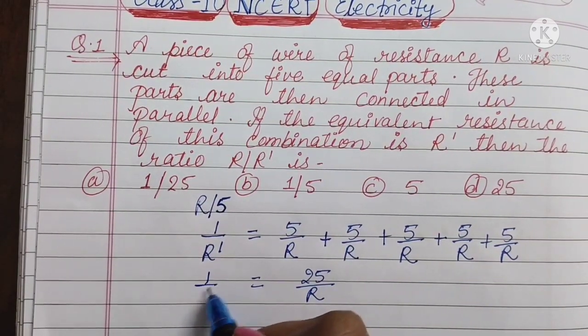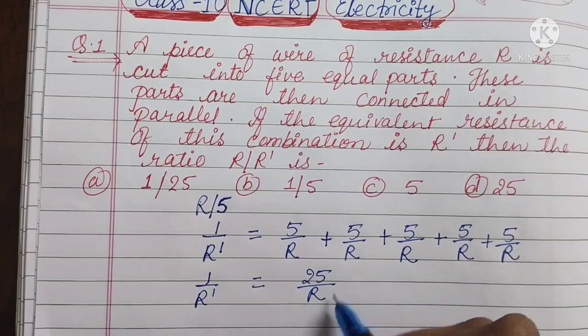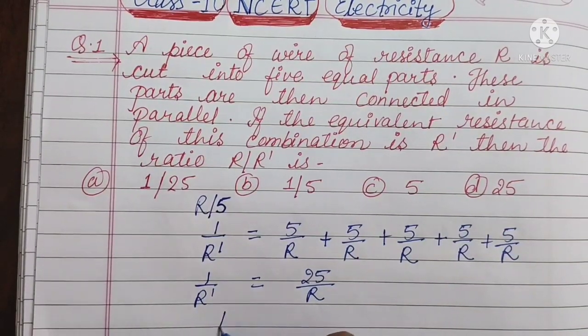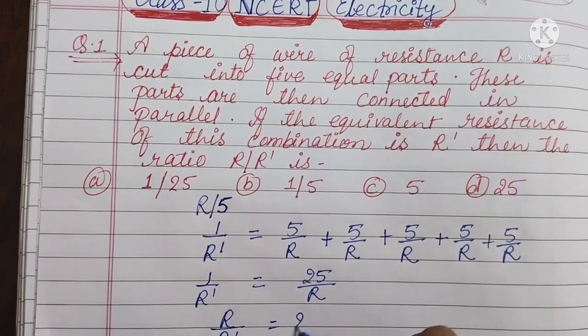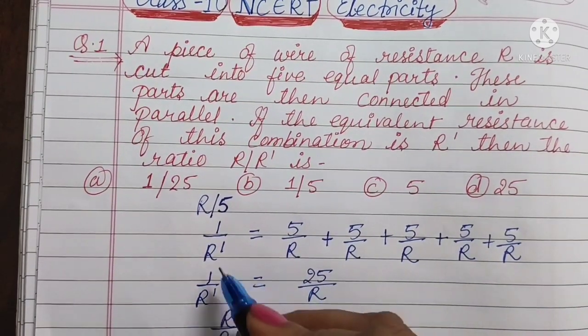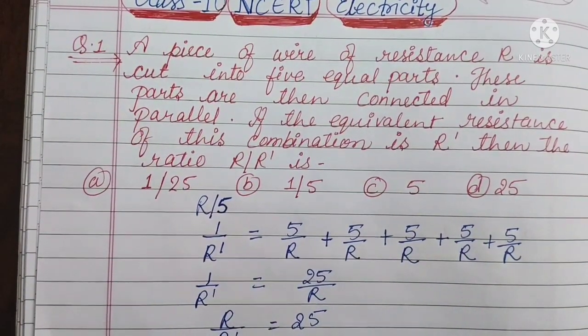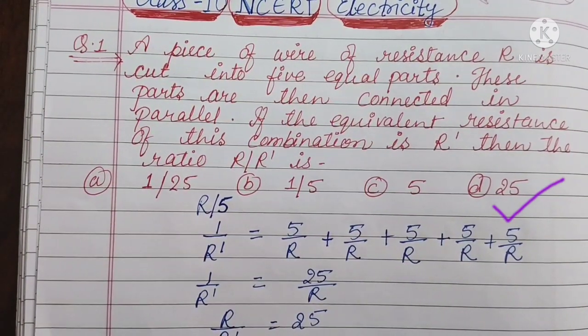That means 1 by R dash is equal to 25 upon R, or we can write it as R by R dash equals 25, which is our answer. So 25 is our answer.